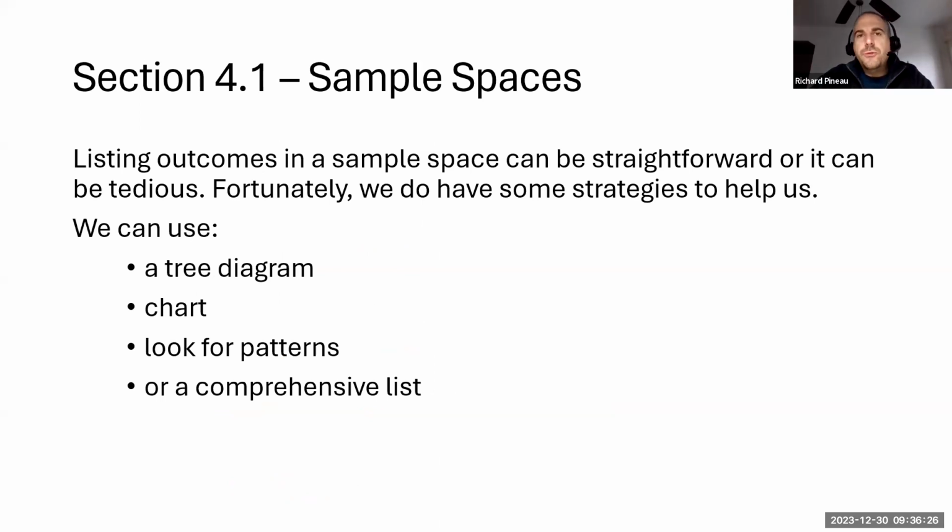Now, one of the things you need to be able to do is to generate the sample space. Remember, sample spaces are the list of all the outcomes, and doing this can be easy and straightforward, or it can be a bit tedious, depending on how complicated the experiment is. So we do have some strategies here. We could use a tree diagram, we can use a chart, we can look for patterns to help us, or a comprehensive or exhaustive list where we just sort of power through and generate the sample space.